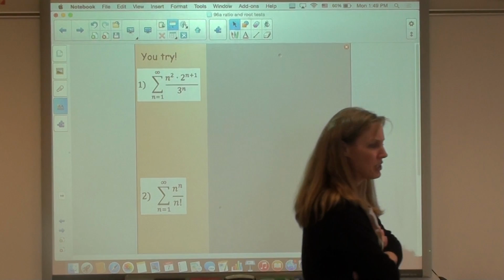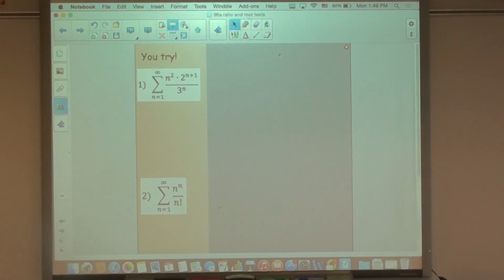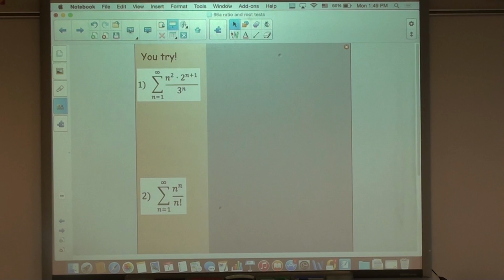Alright, so let's try these. Set them up. Simplify it, let's see how we do. Do you need to change it into another form, or can you just leave it like that? I think I'm going to walk around and point out anyone's paper who is missing limit statements along the way.